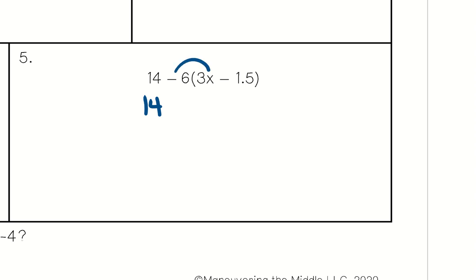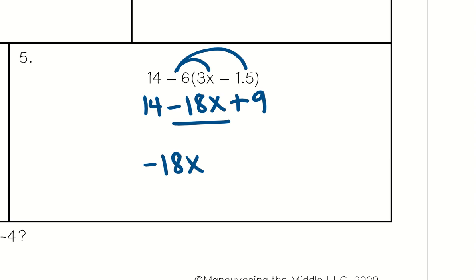So I need to distribute negative 6 times 3x. So negative 6 times 3 is negative 18x. And then we need to multiply negative 6 times negative 1.5. So that's positive 9. So now, since we've distributed, we're going to combine like terms, just like we did the day before. So I'm going to start with my variables. So notice I have a negative 18x and no other x's. So this is going to stay negative 18x.